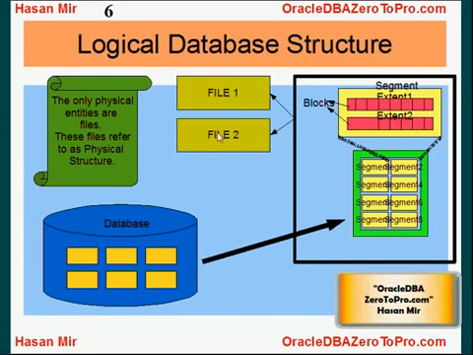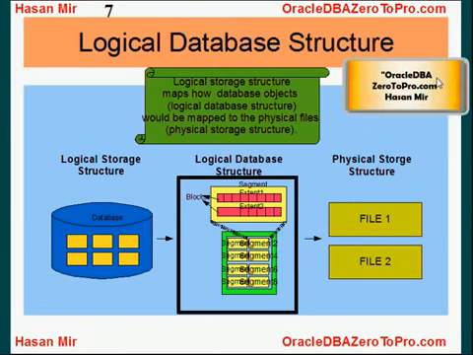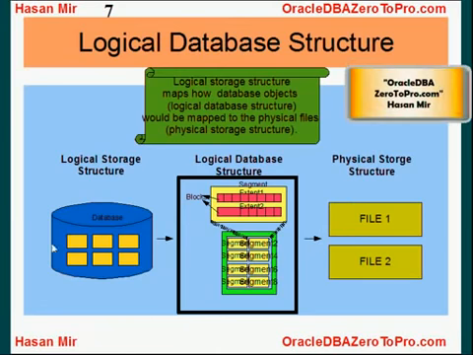Okay, so storage structure is basically a mapping between physical structure, which are files, and the database structure, which are objects. Logical storage structure maps how database objects, which are part of logical database structure, would be mapped to the physical files, which are physical storage structure. So this basically is the diagram that completes the whole picture. On the left side we have database objects, on the right side we have files, and in the middle we have a storage structure. Now, which file this table and view will end up in will be addressed by the storage structure.